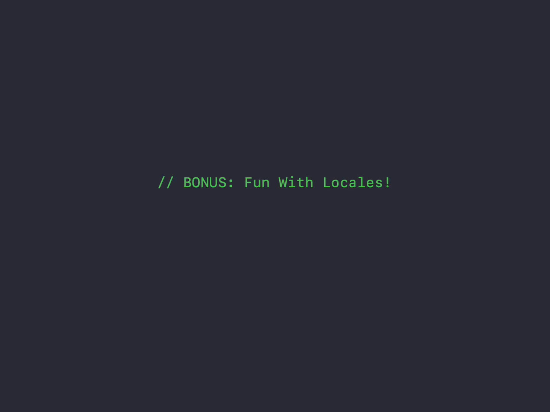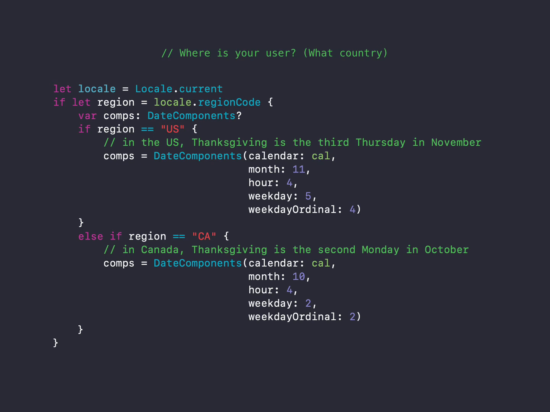And then I was thinking, what's some cool stuff you can do based on what you know about the user from their phone? So for example, your current locale has a region code that gives you the country the user is in. If you wanted to send a notification on Thanksgiving, you could check if they're in the US or Canada.